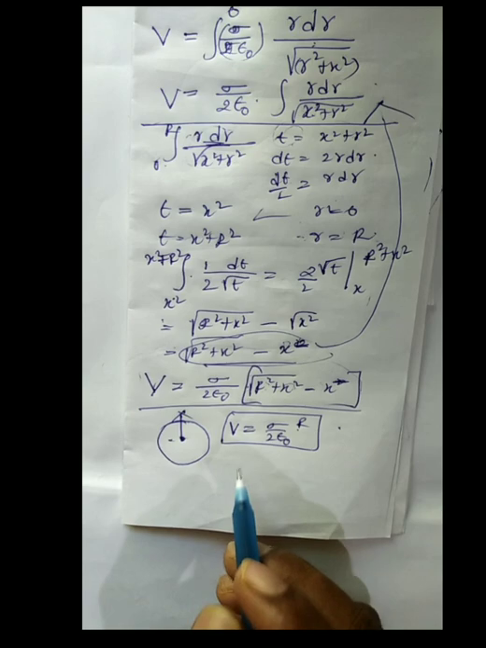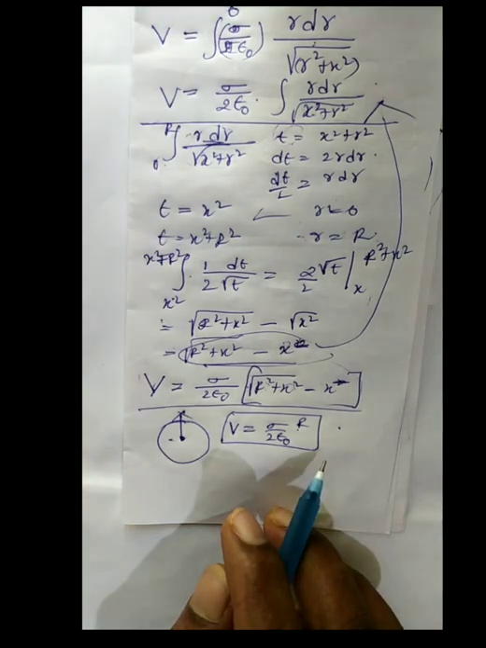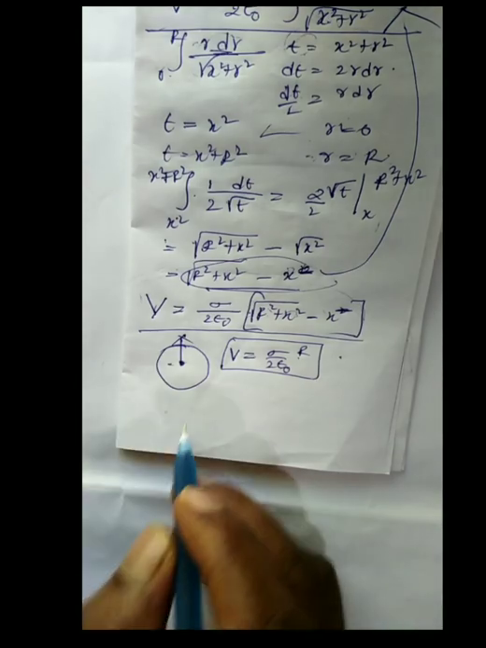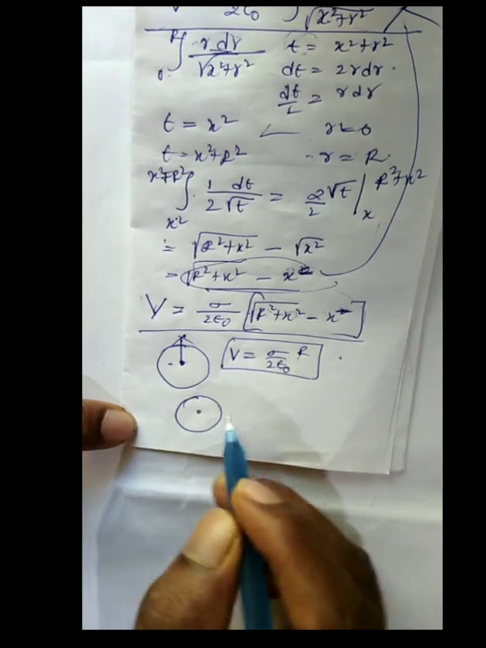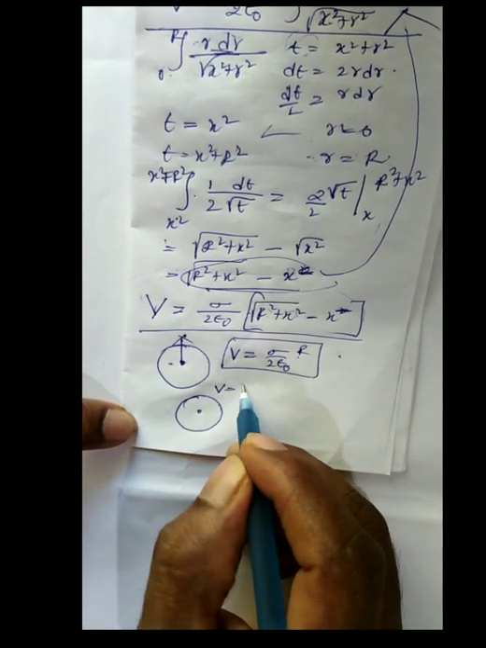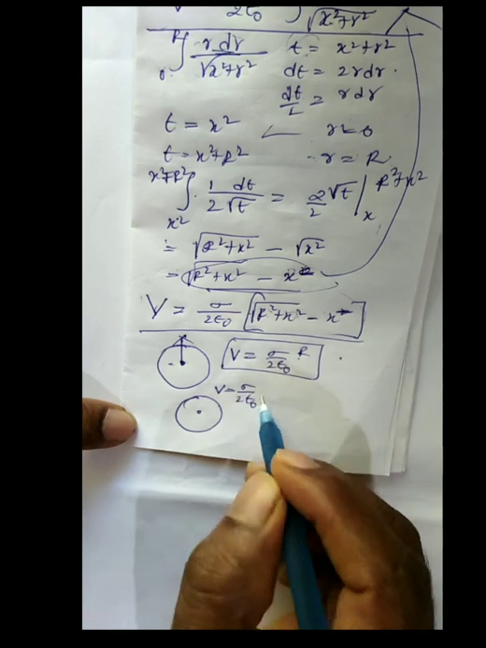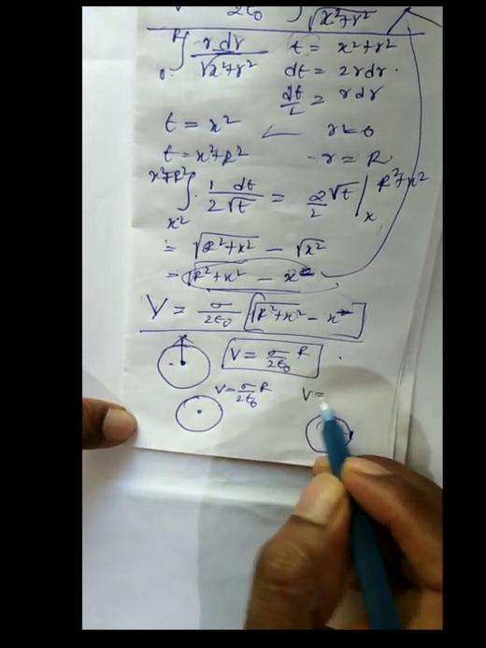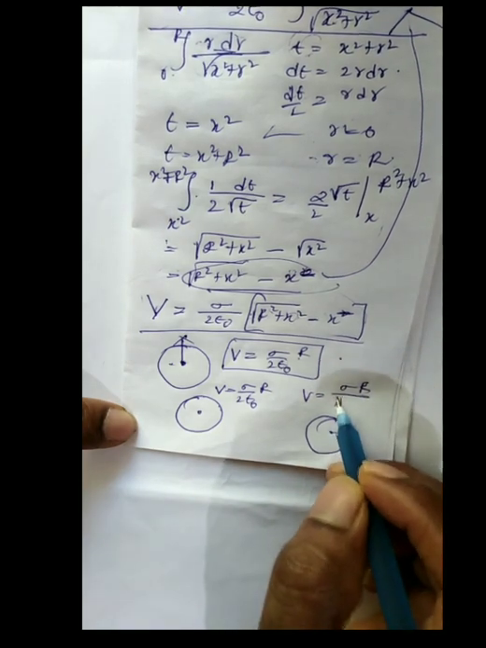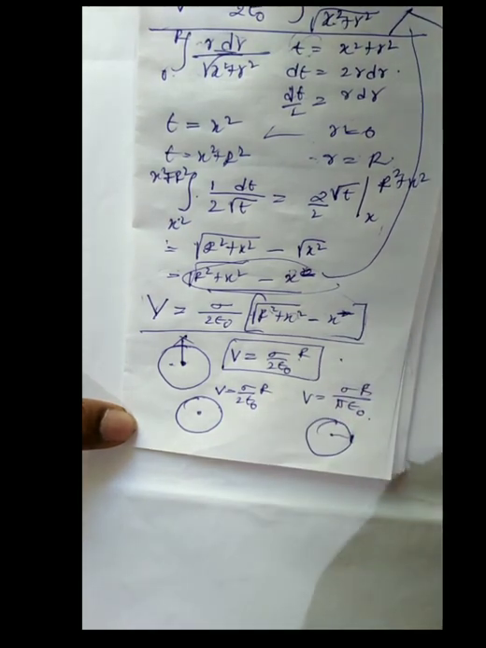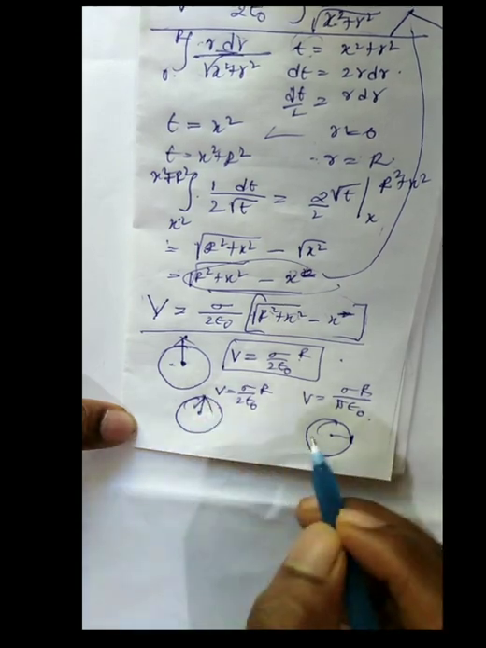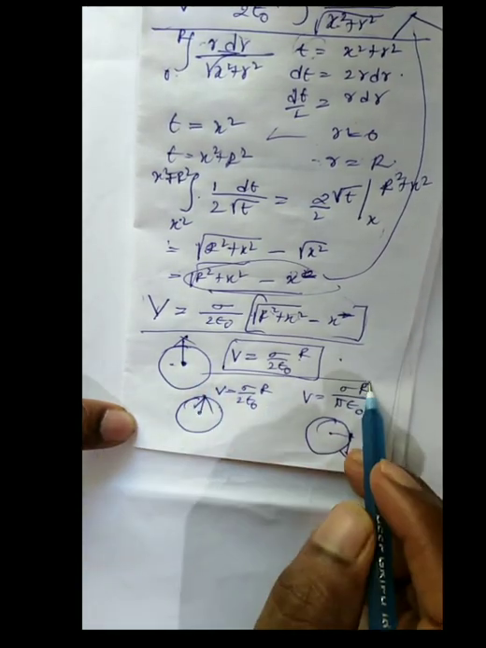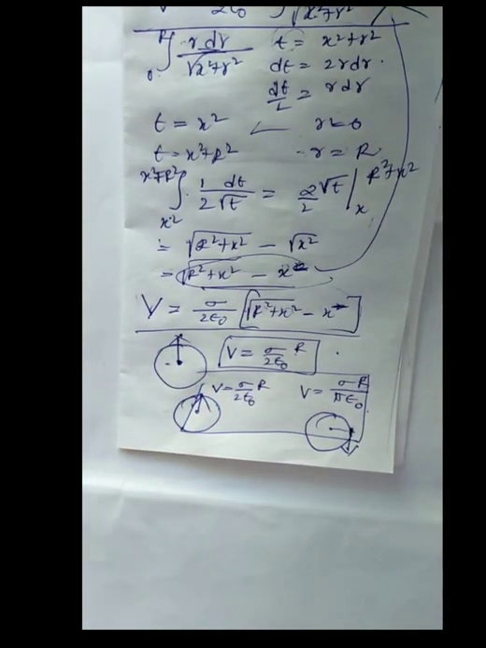Now what is the potential we have got at the center? It is V equal to sigma R by 2 epsilon naught. What is the potential at the edge we have got? That is V equal to sigma R divided by pi epsilon naught. Which one is greater now? This is greater and this is less. This is the relation. Also go through the other videos. So this is all about the potential.